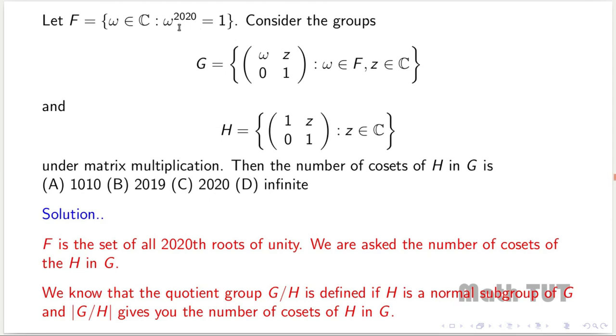Here F is the set of all omega belonging to C such that omega raised to 2020 is 1. The polynomial we have is omega raised to 2020 minus 1 equal to 0. This polynomial will have exactly 2020 roots, not at most 2020 roots. If we were taking the set of real numbers R, you could say it has at most 2020 roots, but in complex numbers we attain all the roots of that polynomial. That's why I have taken exactly 2020.